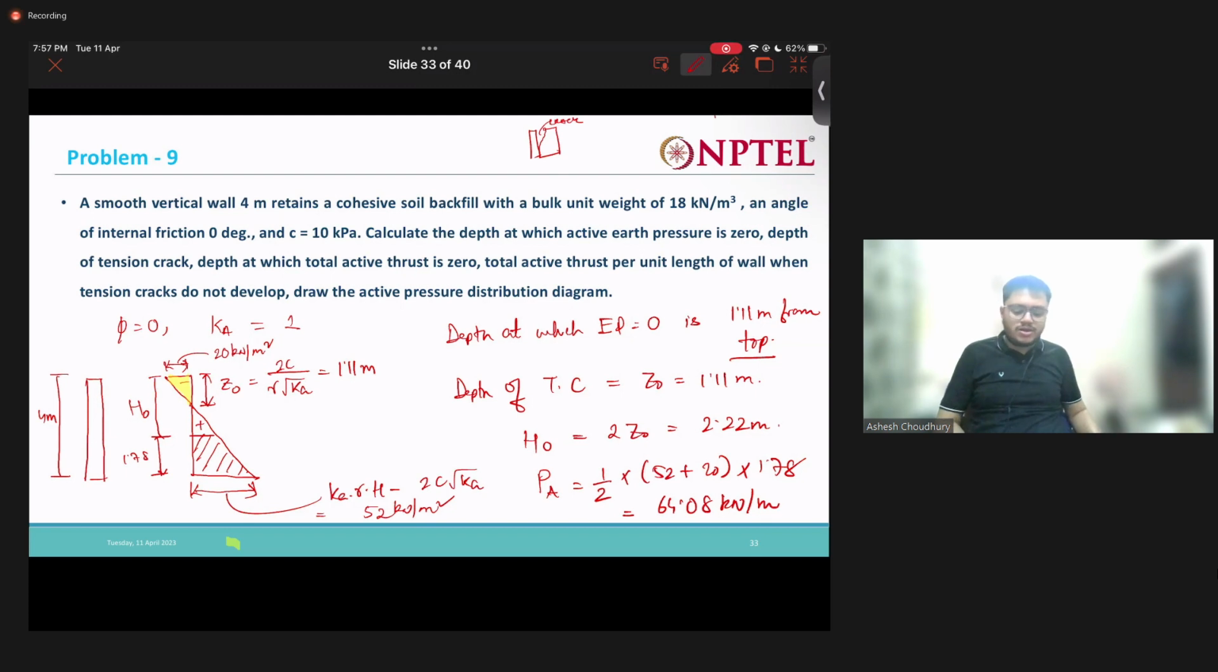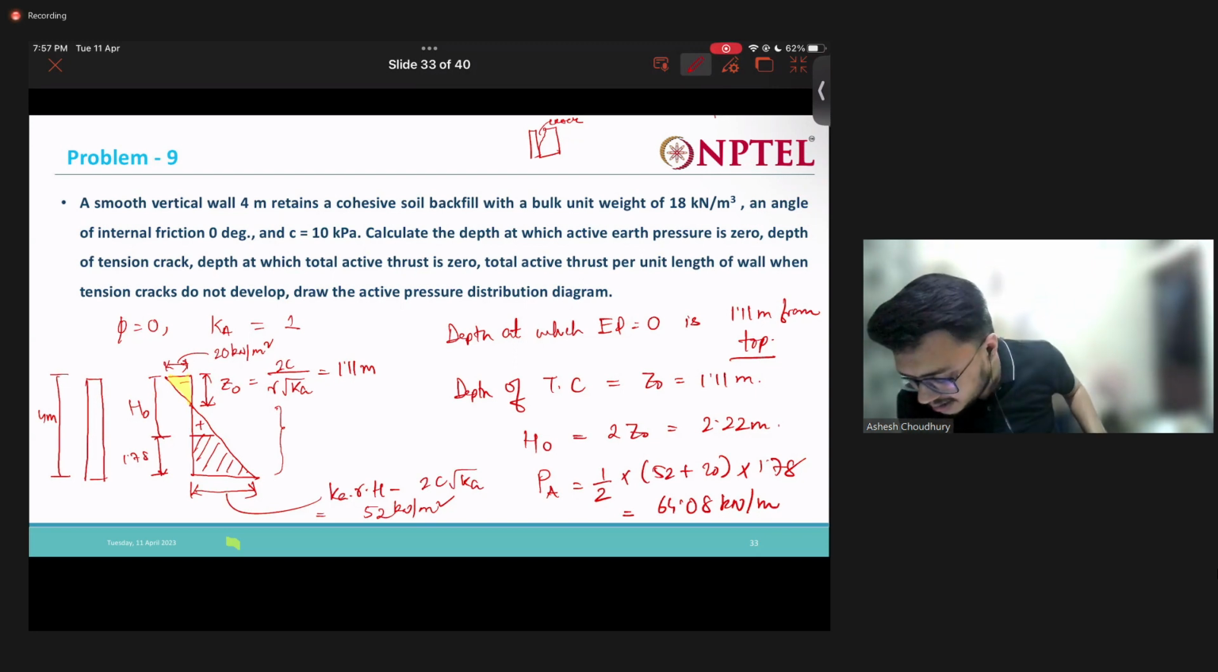So due to that, this negative portion would not have caused any effect on the wall. If you are asked to find the PA at that time, it will be nothing but the area of this triangle. But in this question, tension cracks do not develop. So this negative will actually be there, negative and positive will cancel out, and just the trapezium will give the total P.